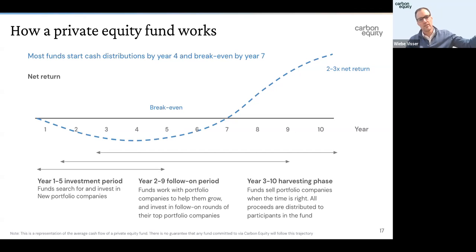So you will see that in the first couple of years, there are more cash outflows to build a portfolio. And then from year three, when they start selling, you will get more cash inflows. Break even typically is in year seven. And from year seven all the way up until the end of the fund life, that's when you will receive all your return for your capital gain. But you should be mindful, it's a long-term investment.